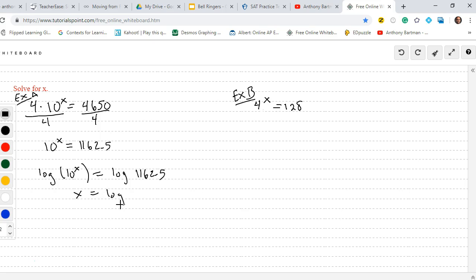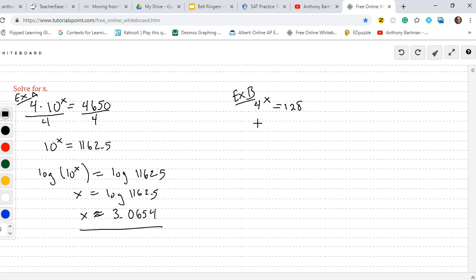Then the log and the 10 cancel each other out, and you end up with x equals the log of 1162.5. And then typing that into your calculator, I know that 10 to the third power is 1,000, right? Because 10 squared is 100 times 10 is 1,000. So it's going to be a little bit more than 3. And in fact, it is about 3.0654. So that would be x. x is about 3.0654. If we get that, this will be true.